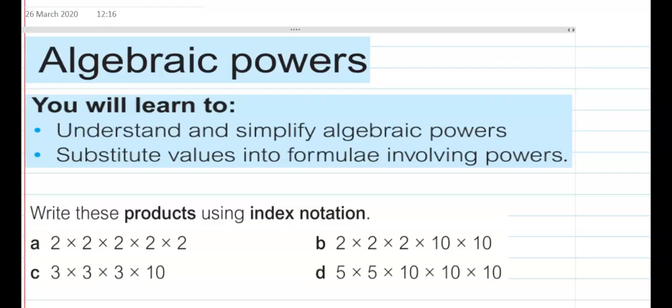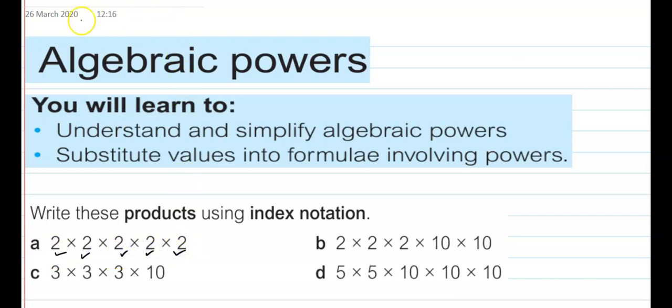Hi there, in this video today we are learning about algebraic powers, and you will learn, understand and simplify algebraic powers first here, and then later on we'll discuss in a different video substituting values into formulas involving powers. So if you see here, how many 2's are here? If you count 1, 2, 3, 4 and 5, there are 5 2's here.